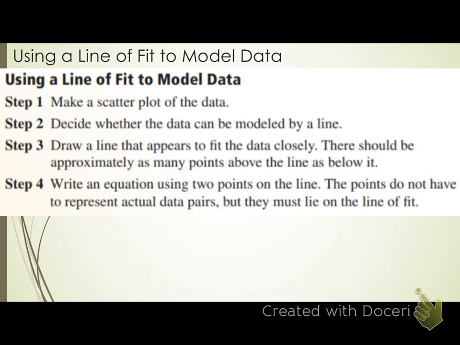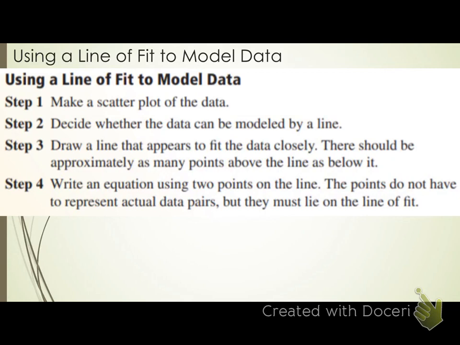These are the steps we're going to take to create our line of fit and write an equation of our line of fit. So step 1, we first want to make our scatter plot of the data if it's not already created for us. Making a scatter plot's pretty easy as long as you know how to graph ordered pairs. That's all it's doing. Graphing all the ordered pairs that they give you, that creates your scatter plot.